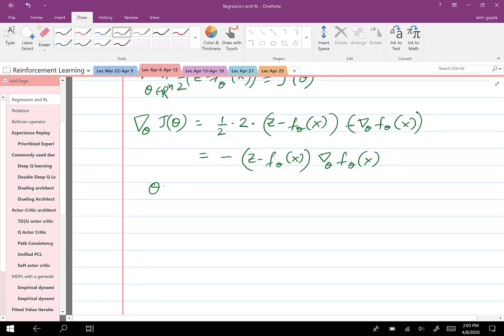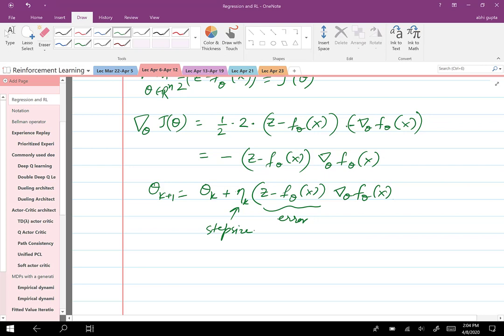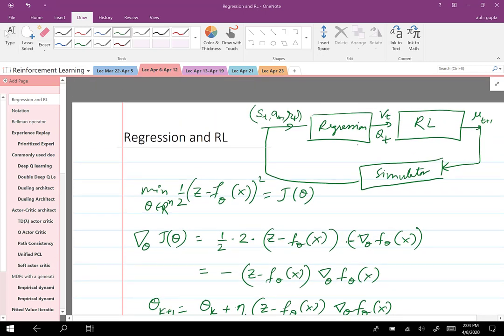And so the gradient descent algorithm will be theta K plus 1 equals theta K plus eta K, which is the learning rate, times Z minus F theta X times the gradient theta F theta X. This is the error which we want to minimize. So remember, you have a positive sign here because you have a negative, and then that negative combines with this negative to become a positive. Eta K is the learning rate or step size. This is the error that we want to minimize, and this is the gradient of F with respect to theta evaluated at the point X. So we'll soon see how this algorithm is used to train the value of theta, which is required within this regression box.